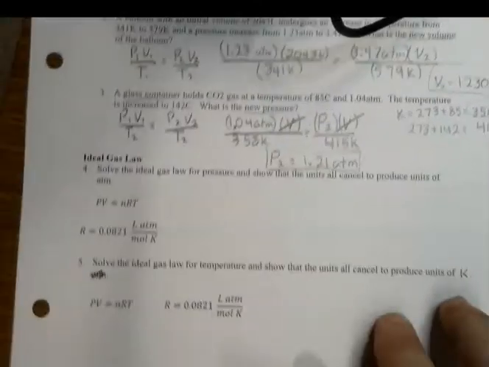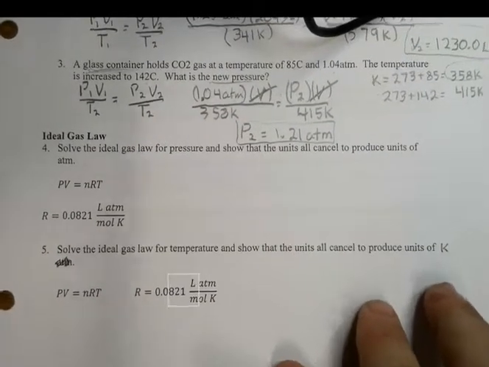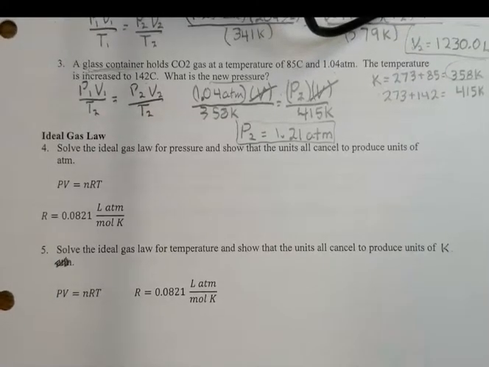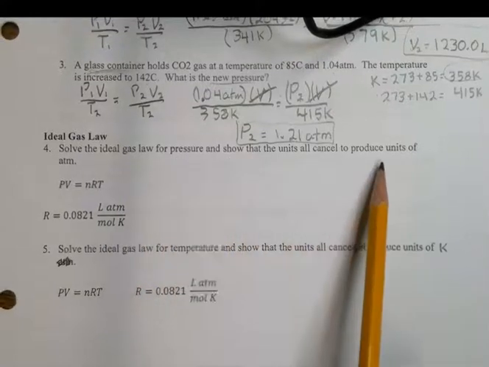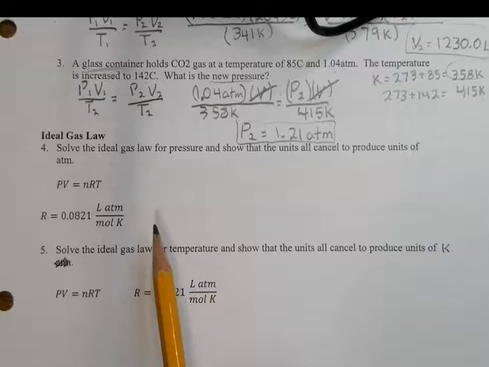Okay, here we go. Now we're going into the really important law, the ideal gas law. And this is a really important one because it has moles in it. So it allows us to convert things into moles, which we can then use in a chemical equation and do some real chemistry. All right, so solve the ideal gas law for pressure and show that the units all cancel to produce units of atm.